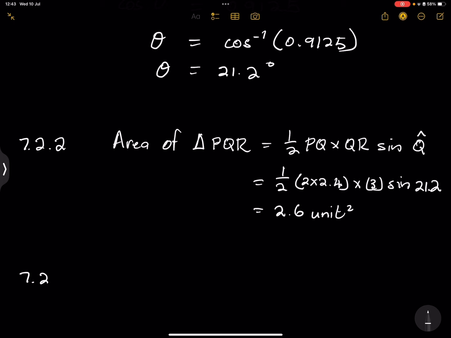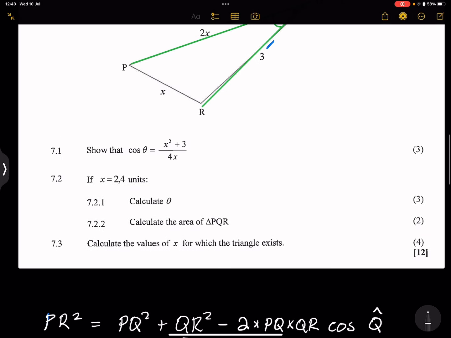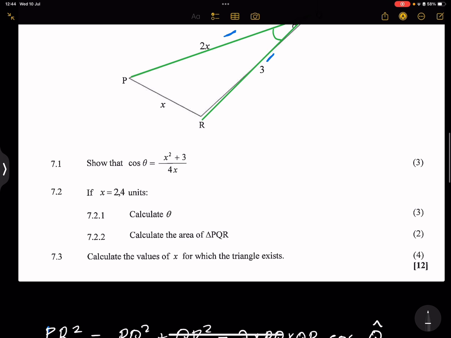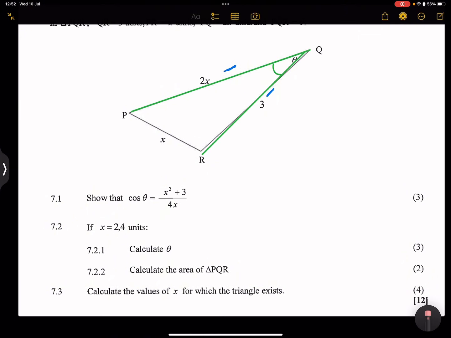And if we've got the last one there, actually 7.3, they say calculate the value of x for which the triangle exists, right? Now, what do we mean when we say for which the triangle exists? So for the triangle to exist, first of all, we know that x has to be a positive value. I mean, you're talking about the perimeter of a triangle or the side of a triangle. It cannot be a negative number, right? So x must be greater than 0.